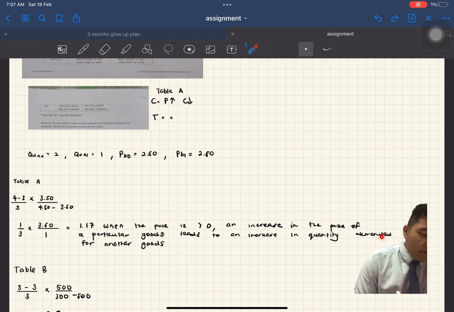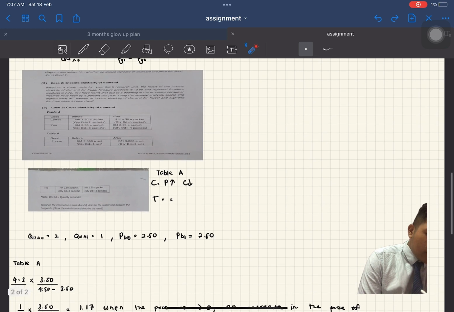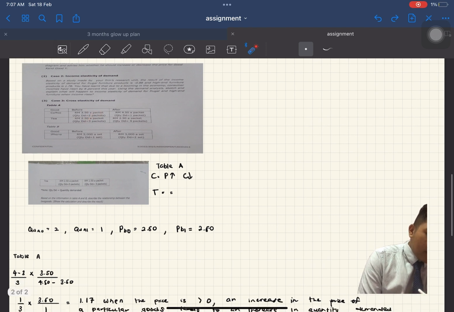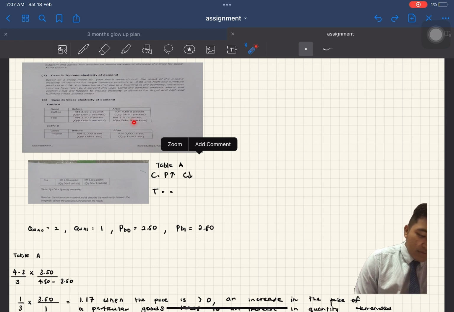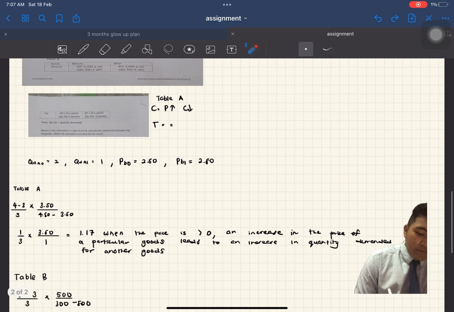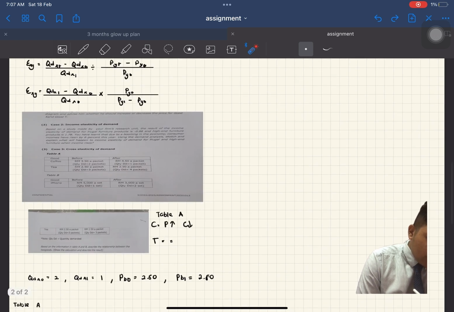So it means that when the price increases for another good, the particular good's price will increase too. This price will remain the same, but the quantity demanded increases, and there is an increase in quantity demanded. So we are going to take a look at this. This price is increased, and this quantity demanded increases, but not the price.